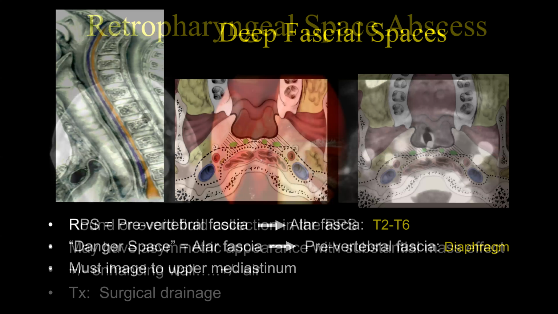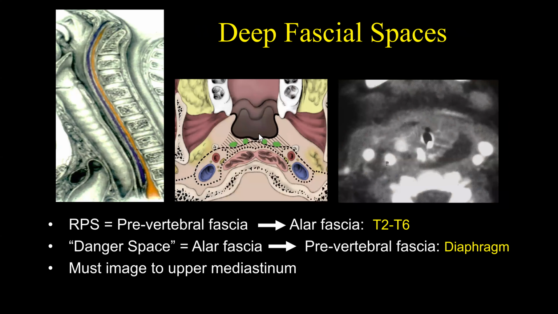Now, one thing we have to remember about retropharyngeal space abscesses is that these abscesses can extend inferiorly. So earlier, I went over the normal anatomy of this area. We have our visceral fascia here, we have our alar fascia here, and between the visceral fascia and the alar fascia is the true retropharyngeal space, and this contains the retropharyngeal lymph nodes.